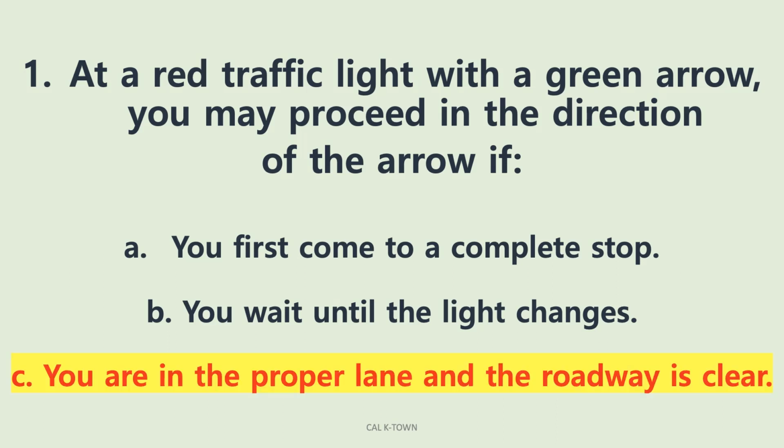The answer is C. You are in the proper lane and the roadway is clear. If you are in a lane corresponding to a signal displaying a green arrow, you may proceed in the direction of the arrow when the way is clear. This is true whether the arrow is displayed alone or together with another signal.